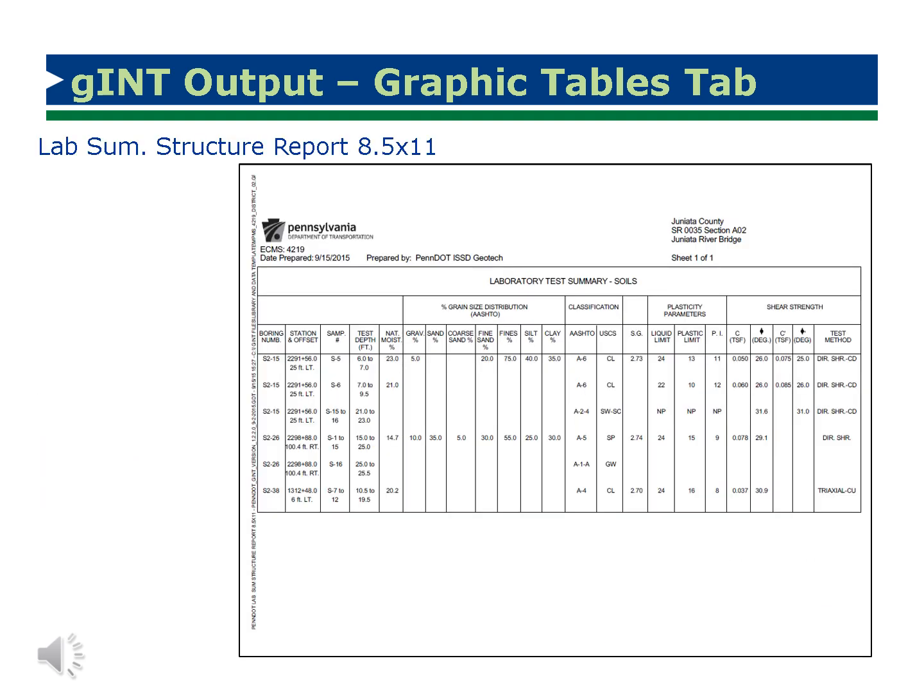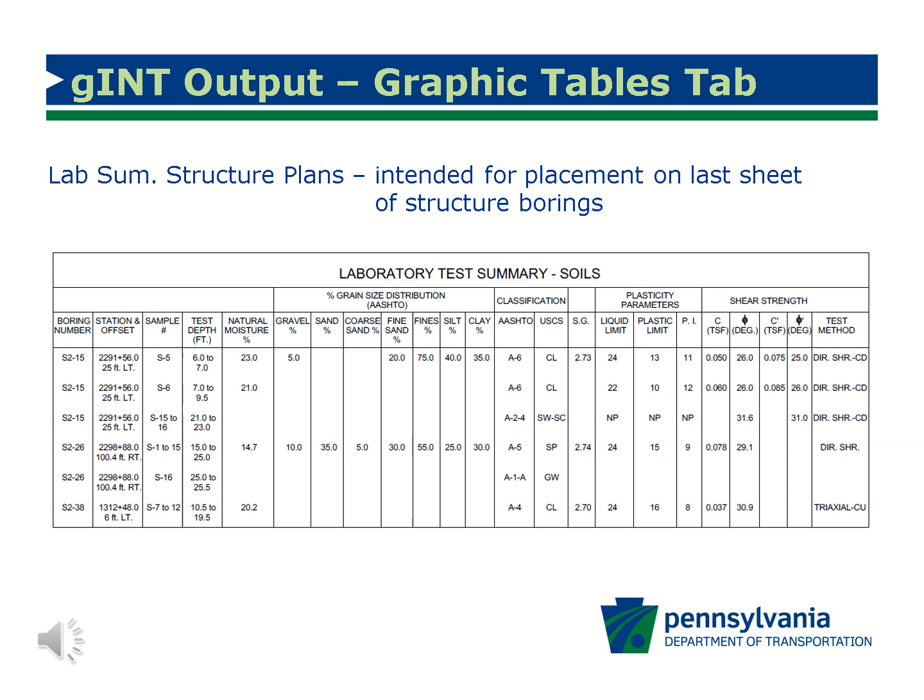This is an example of a lab summary for structure report sized for geotechnical reports. This is the same data, but in a lab summary structure plans report format that is in a size intended for placement on the last sheet of the structure borings. Users may place lab test summaries as space is available on the structure boring plan sheets, eliminating the need for a plan sheet devoted strictly to testing information.